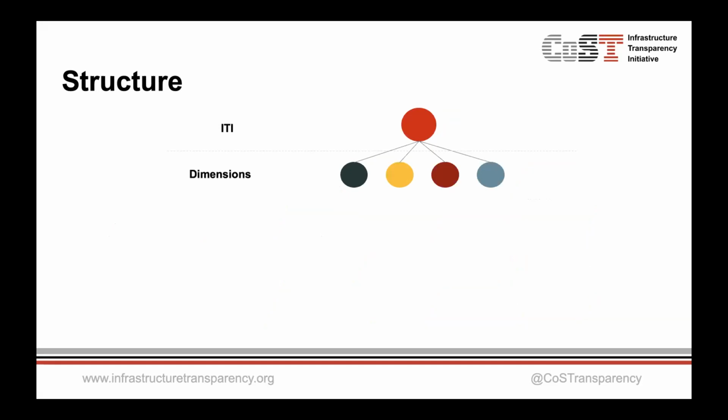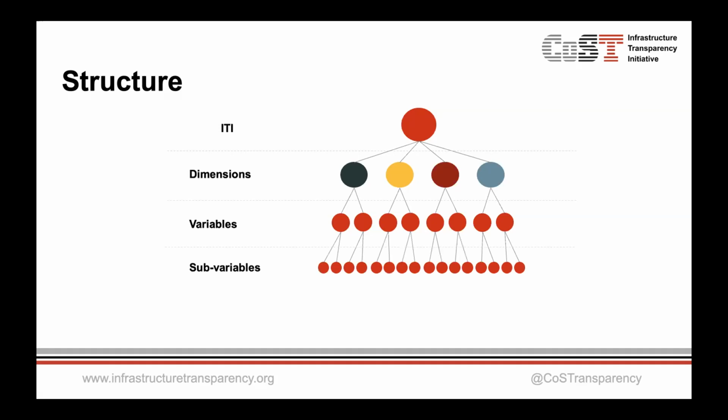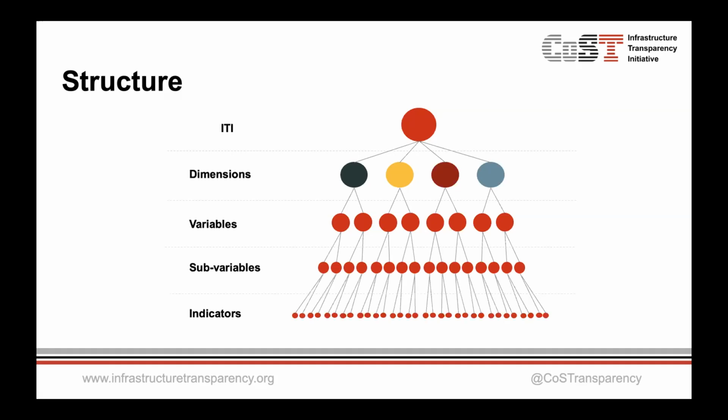When it comes to the index structure, the index is made by a hierarchy of 4 levels. On the top of those levels, we have the dimensions, which are four. I'll talk about them in a minute. Those dimensions are made by a group of variables, and those variables are made by a group of subvariables, and those subvariables are made by a group of indicators. And this is how the four-level hierarchy looks.